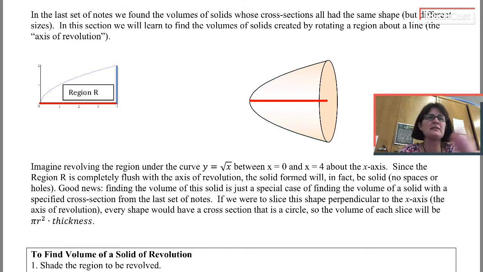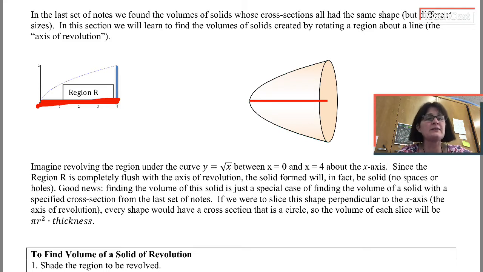So imagine taking this, we've seen this before, this region R. We're going to pretend that it's held still on this red axis, and we're going to spin that region around the red axis. Well, since the region bumps all the way up against the axis, which in this case the axis we're revolving around happens to be the x-axis, if you did that, you would make a solid shape. There's going to be no spaces, no holes.